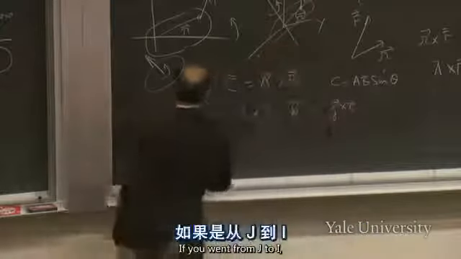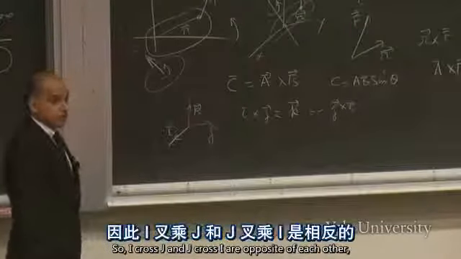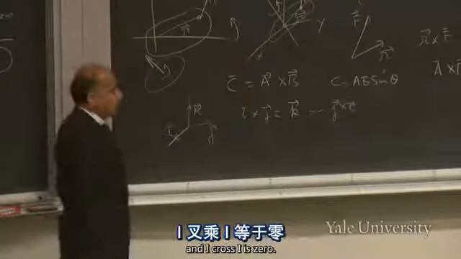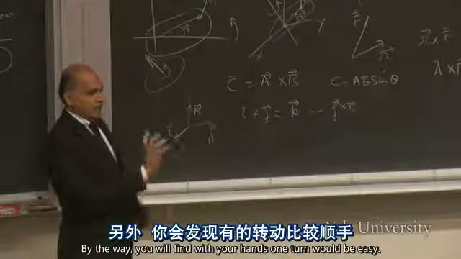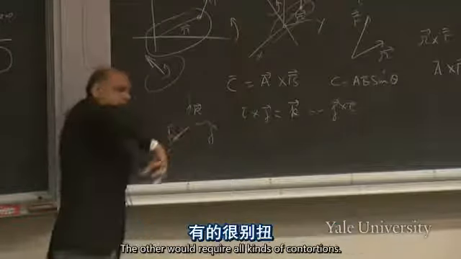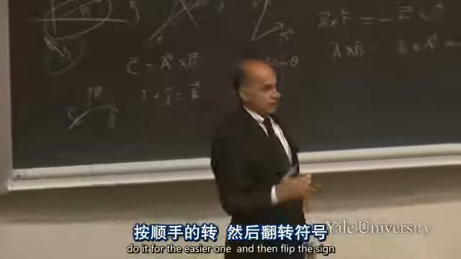If you went from j to i, you turn the screwdriver from j to i, the screw will go down the z-axis. So i cross j and j cross i are opposite of each other, and i cross i is 0. By the way, you will find with your hands, one turn would be easy, other would require all kinds of contortion. So what I suggest you do is do the easier one and then flip the sign.